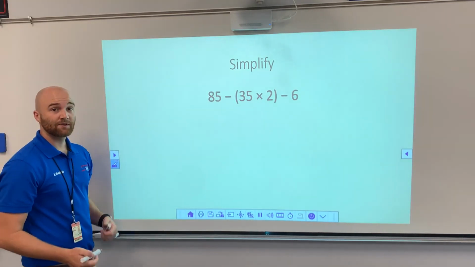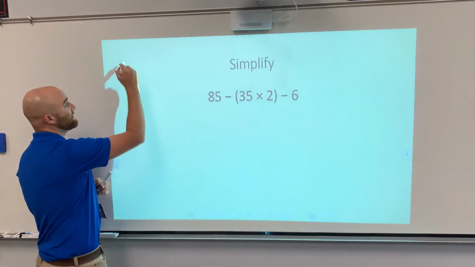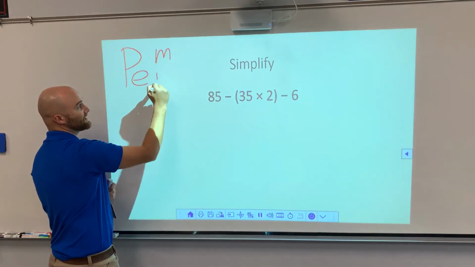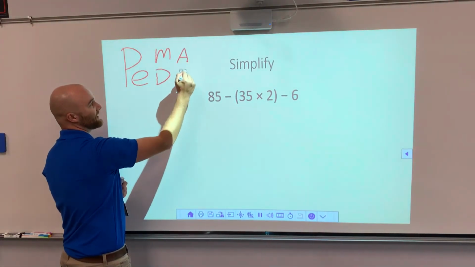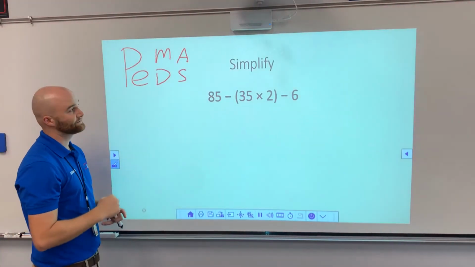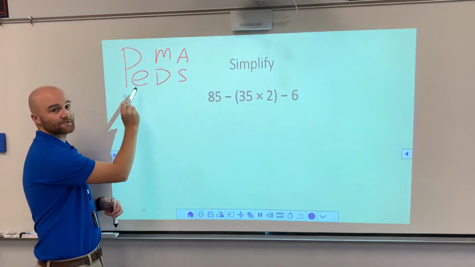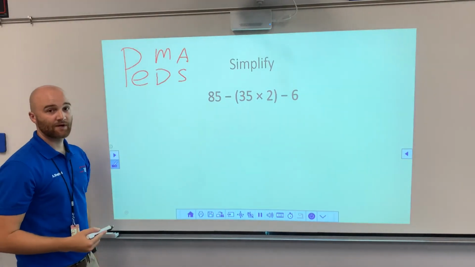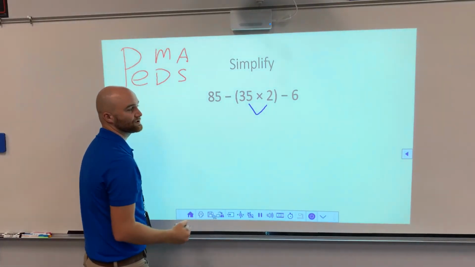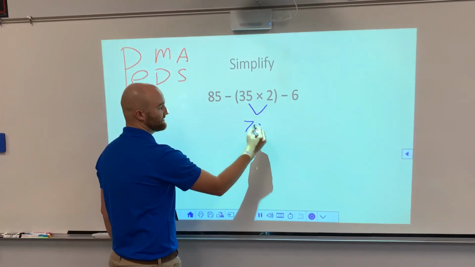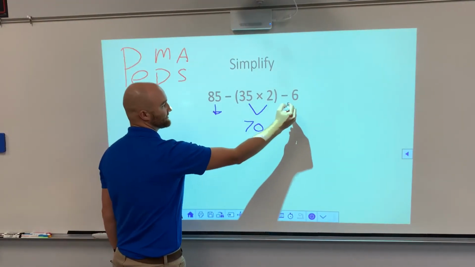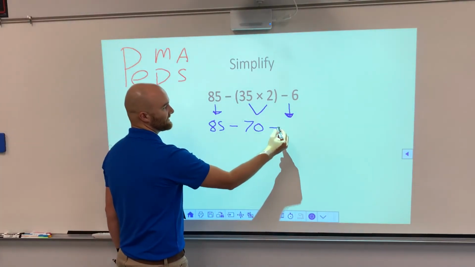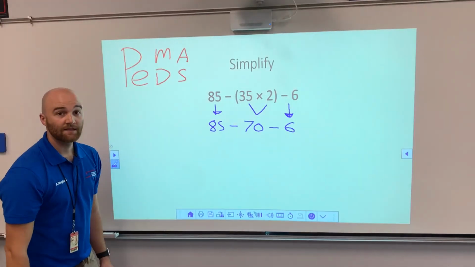Okay, when I go to solve this one, the first thing I'm going to do is write PEMDAS. Again, I'm going to write it in that strange way. P, the E, and then the M right on top of the D, the A right on top of the S, because that helps me to remember the steps. First, I'm going to do the parentheses, then the exponents, then the multiplying and dividing, then the adding and subtracting. So first I'm going to do the stuff in the parentheses. That's 35 times 2. 35 times 2 gives us 70, and I bring down everything else. I bring down this 85, the minus, and the 6. Then I start again.